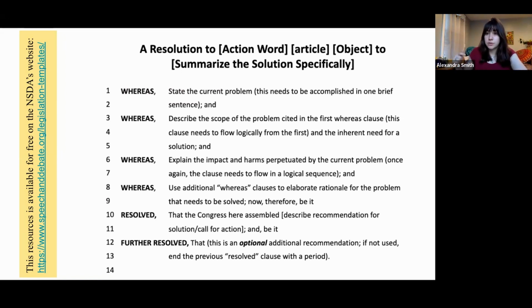Whereas clauses build your foundation. The first one should state the current problem, what needs to be accomplished in one sentence. The second whereas clause describes the scope of the problem explained or introduced in the first whereas clause. The next explains the impacts and harms perpetuated by the current problem, so what's happening in the status quo. And then additional whereas clauses elaborate rationale for the problem that needs to be solved, establishing a foundation of whatever it is that is happening in the status quo. Then that resolved clause is introducing a solution to the foundation that has been set.